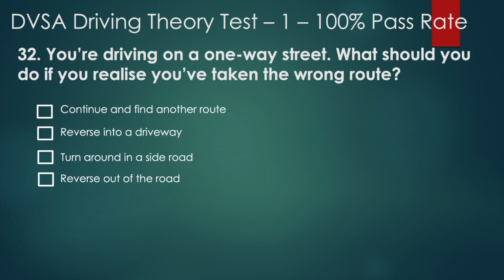32. You are driving on a one-way street. What should you do if you realize you have taken the wrong route? A. Continue and find another route. B. Reverse into a driveway. C. Turn around in a side road. D. Reverse out of the road. And the answer is A. Continue and find another route.